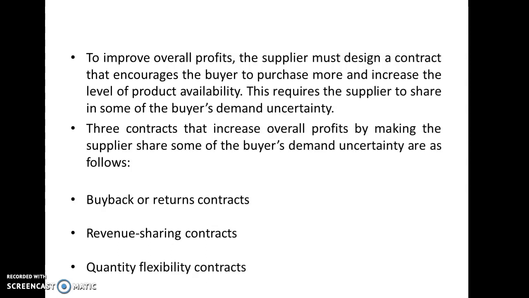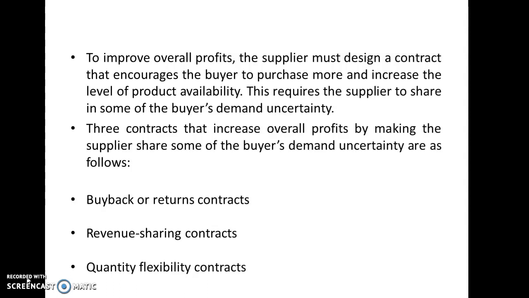That is, the supplier should design a contract in such a way that the buyer will have the tendency to purchase more and more so that the product availability will be better. Three contracts that increase overall profits by making the supplier share in some of the buyer's demand uncertainty are given below.